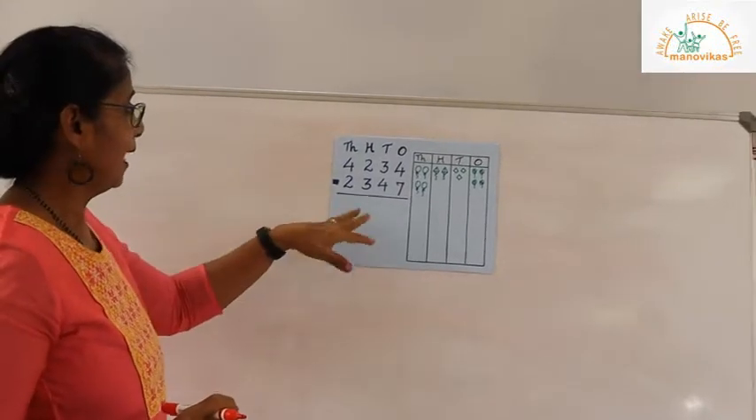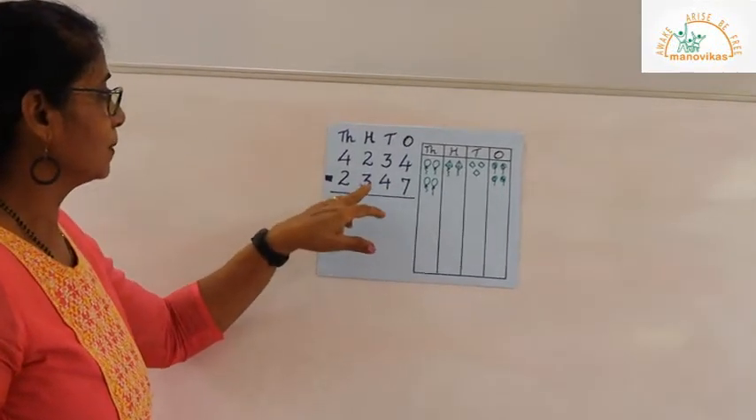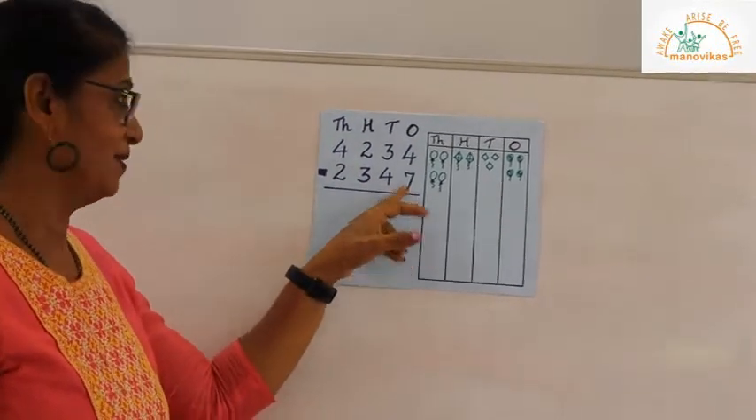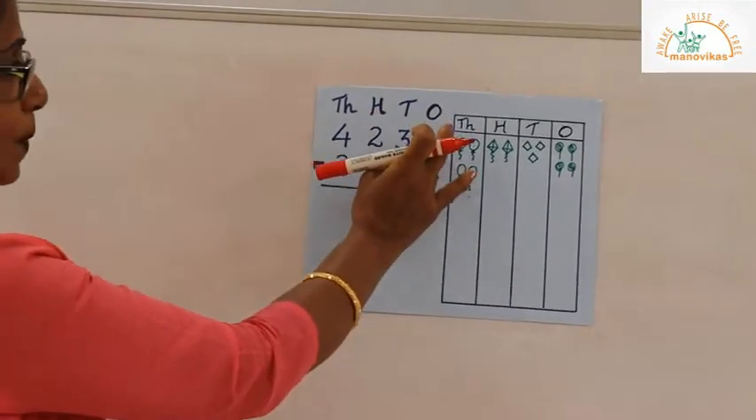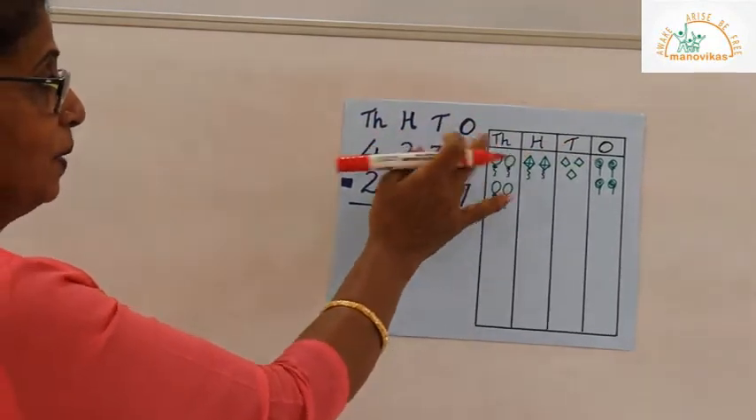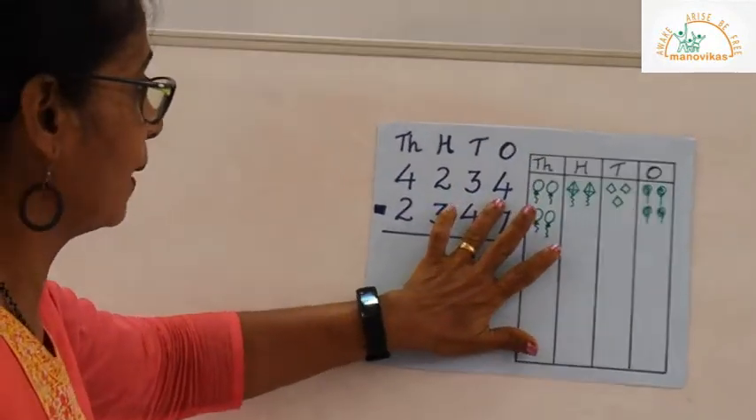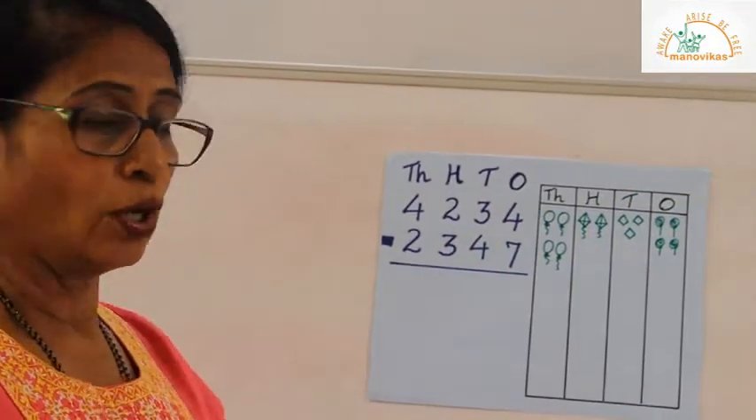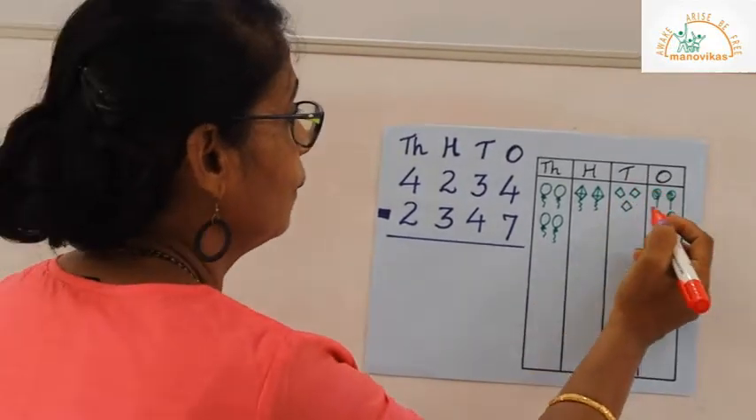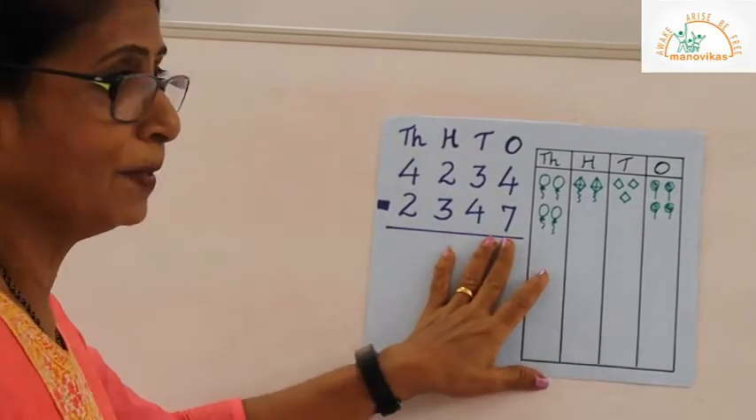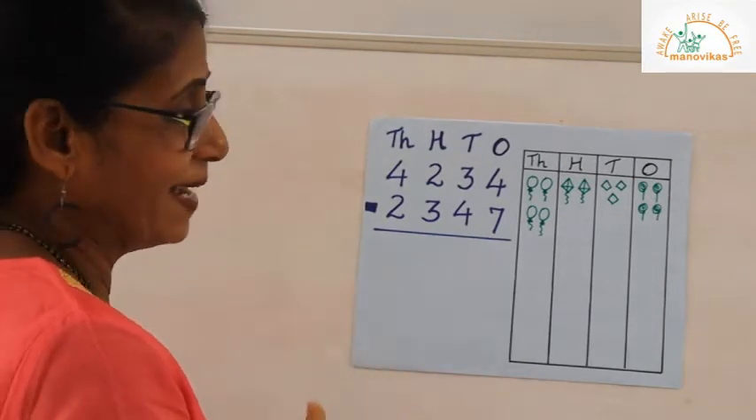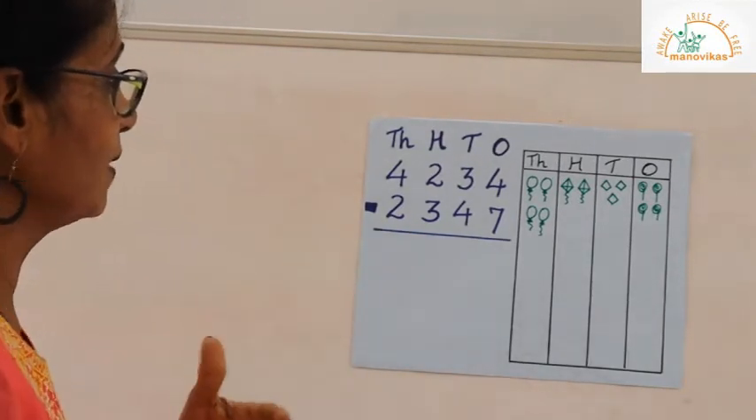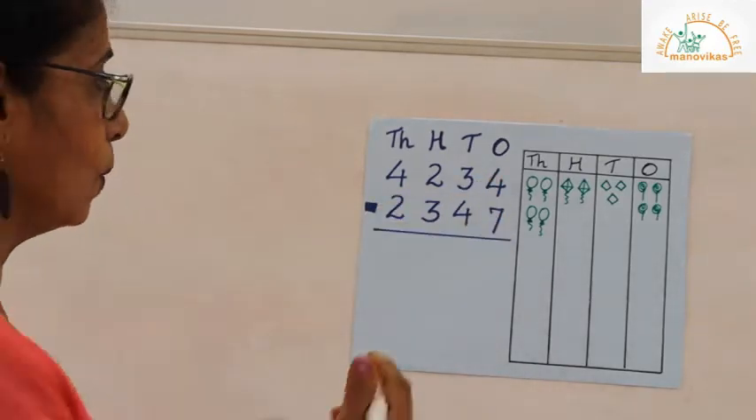Let's try another example with a 4-digit number. 4234. We have to subtract 2347 from 4234. In the ones place, always start from the ones place. In the ones place, we have 4 lollipops and the number below is 7. We cannot take away 7 from 4.